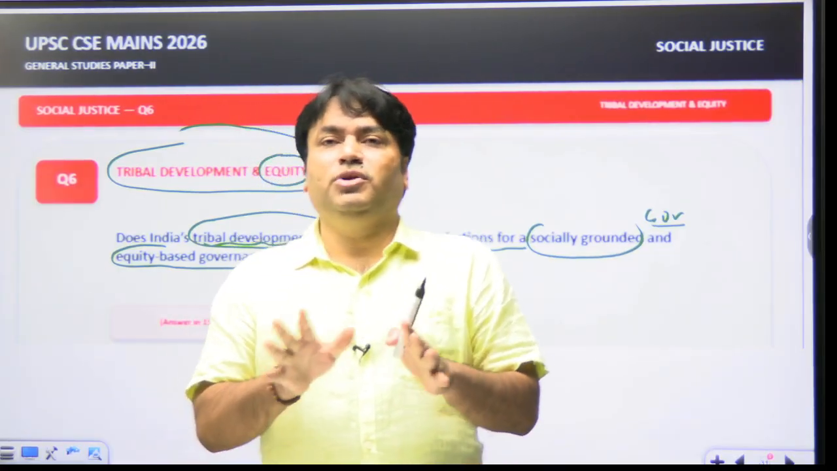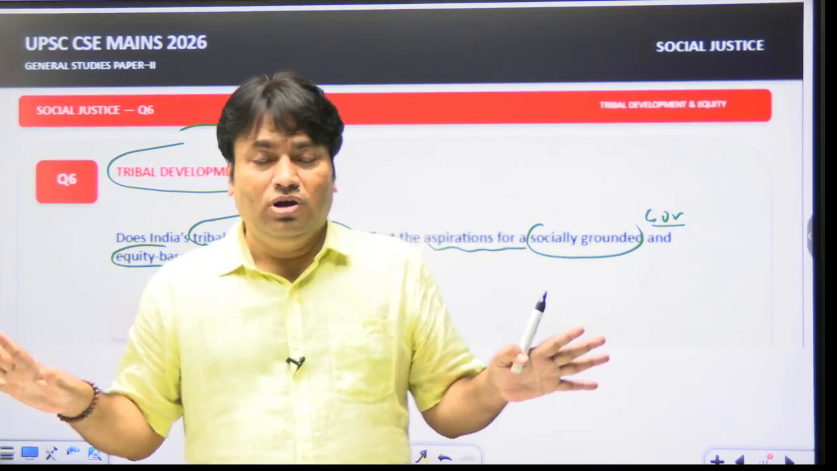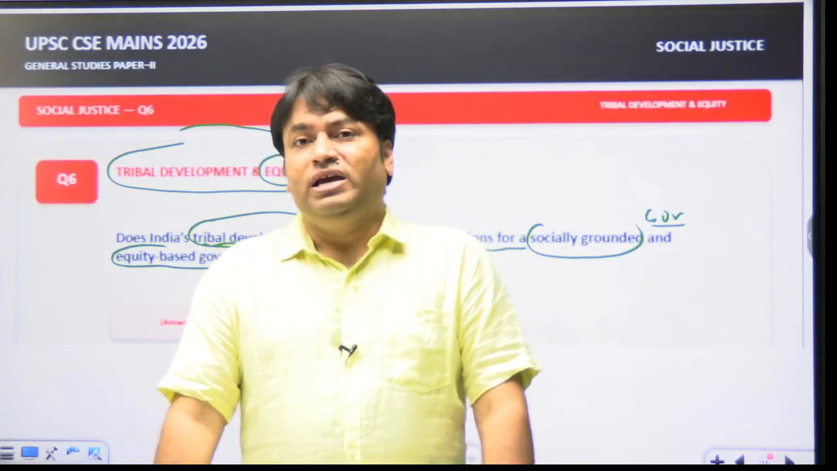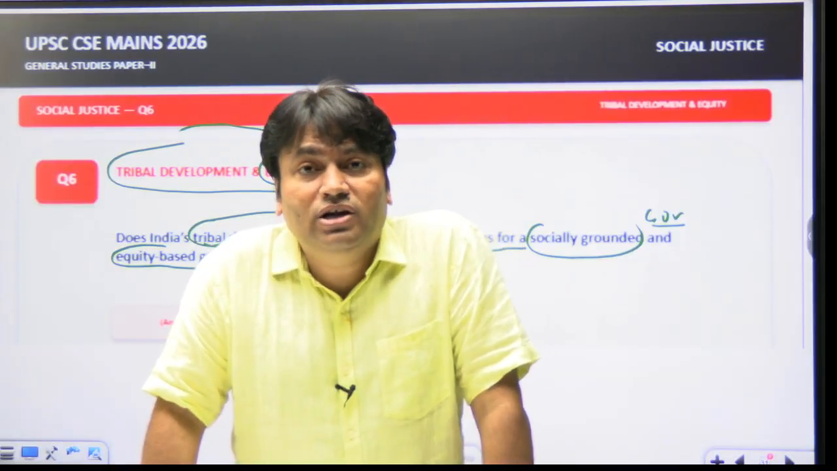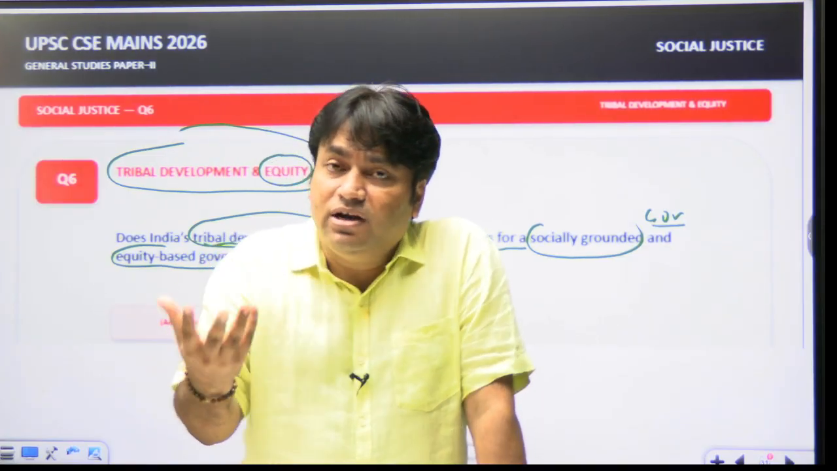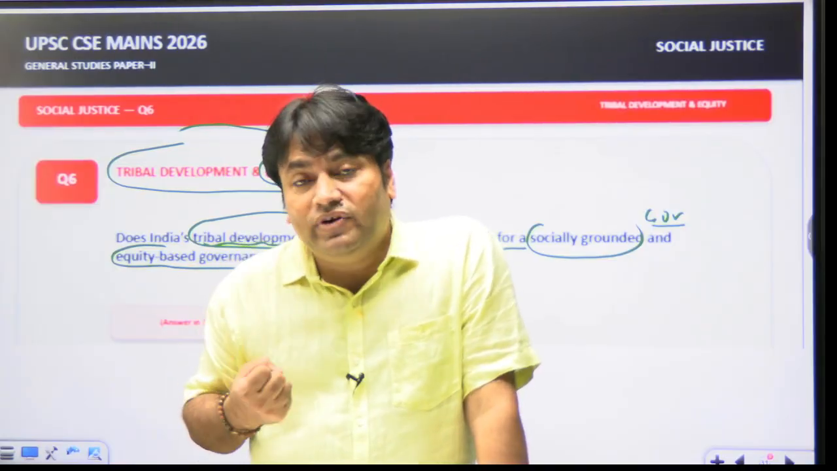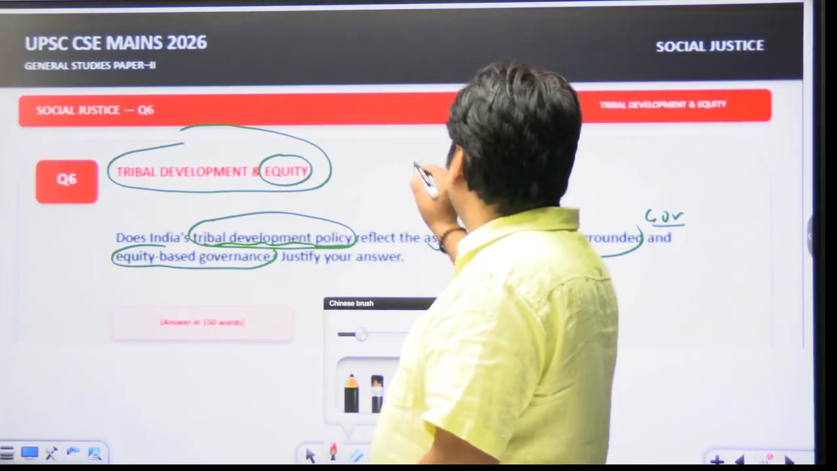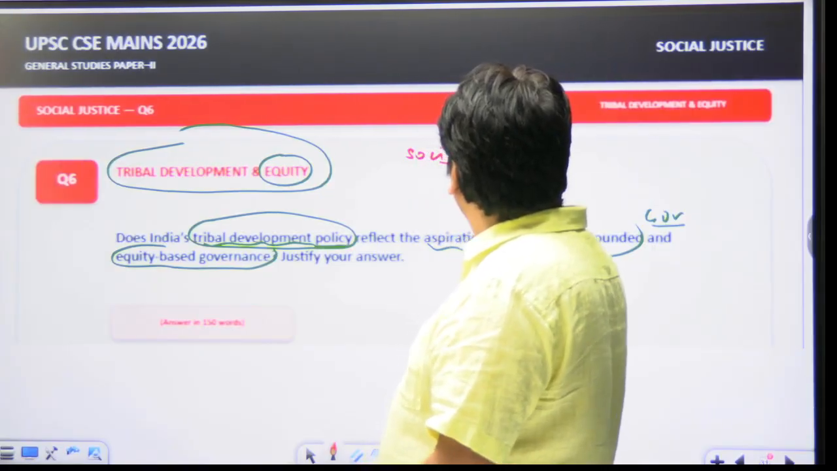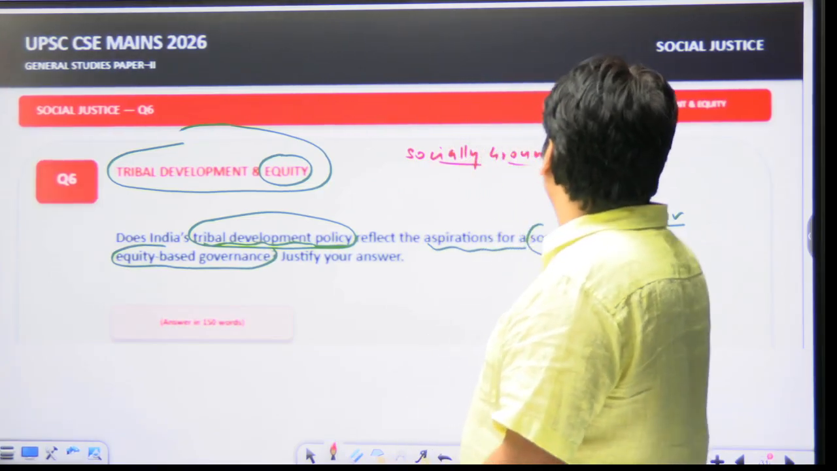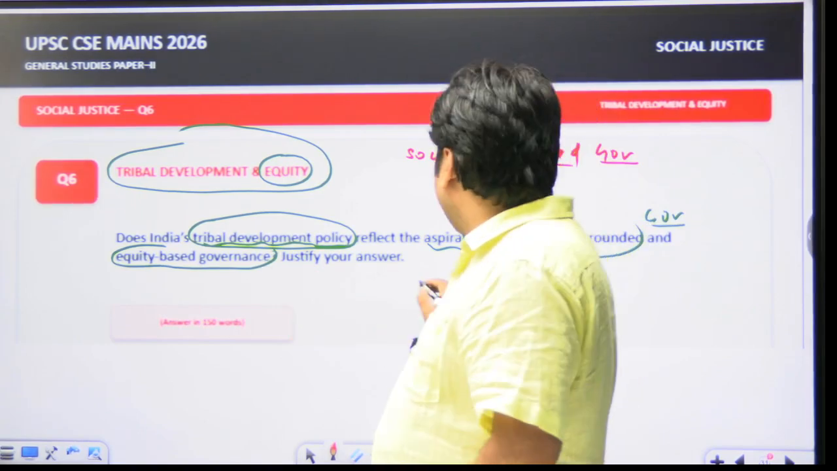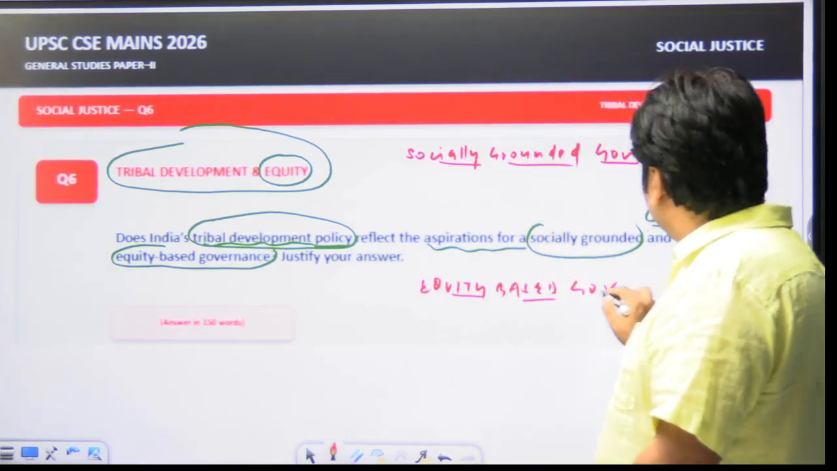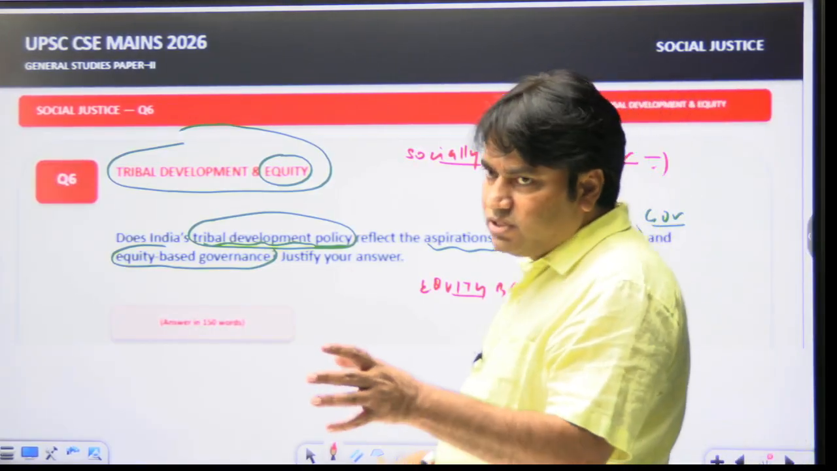So here we don't have to simply write whether tribal policies have been successful or not. No, we have to make an assessment whether India's tribal development approach is reflecting socially grounded governance, and whether our tribal development approach is reflecting equity based governance. So first we should understand two keywords. The first is socially grounded governance. This word has been given here, so we must understand this keyword. And the second keyword here is equity based governance. Understanding of these two keywords is very important.